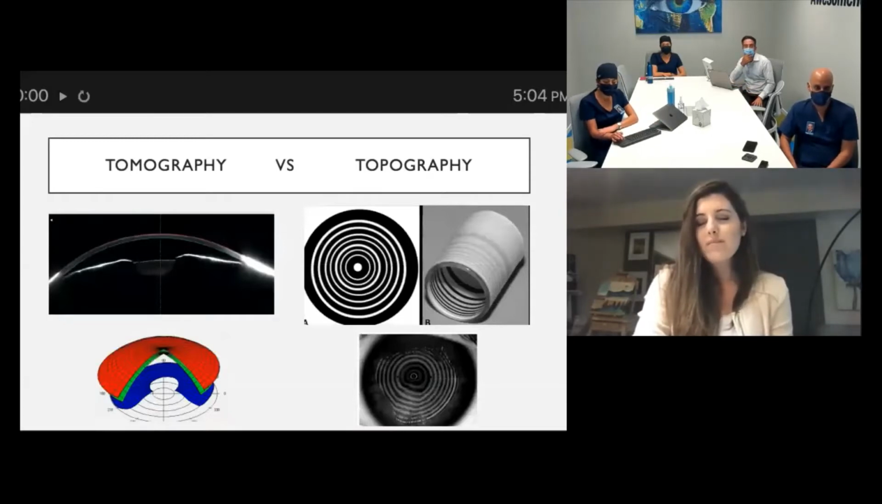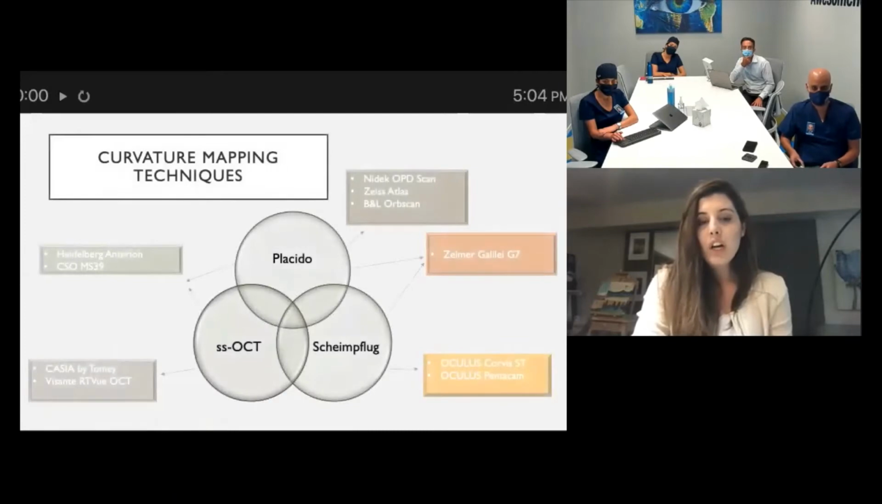So in addition to Placido, you have other techniques to visualize the cornea. One of them is videography with Scheimpflug technique or with swept source OCT. A lot of different machines use a combination of any of these three mapping techniques. The one that we're using here, and we're going to discuss mostly, is the Scheimpflug technique with the Pentacam.